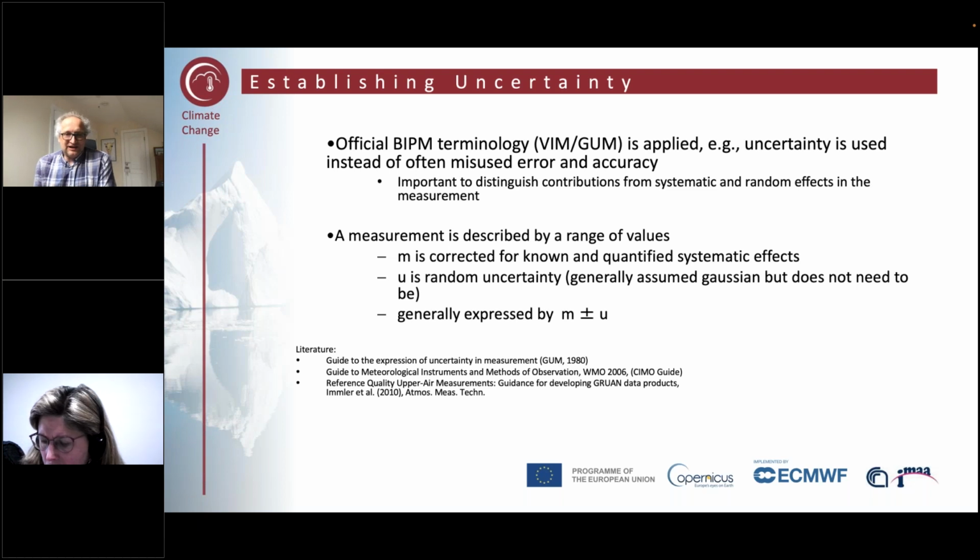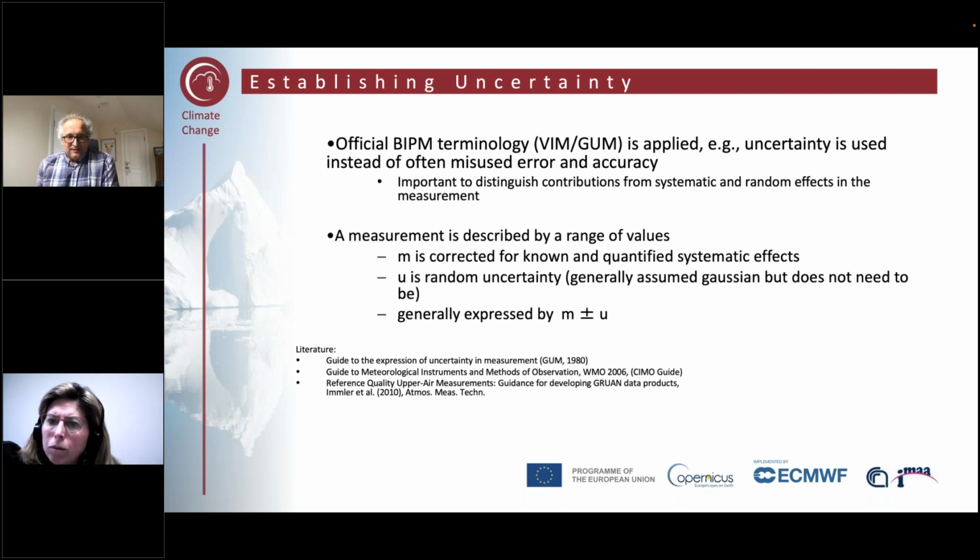What does potentially exist is a perfectly understood measurement, where we understand all of the uncertainties, we quantify them, and we remove all the systematic effects. So M, the measurement here, is corrected for known and quantified systematic effects, and U is a random or quasi-random uncertainty. It might include structured random components, for example, that might be correlated in the vertical or correlated in time in some way.